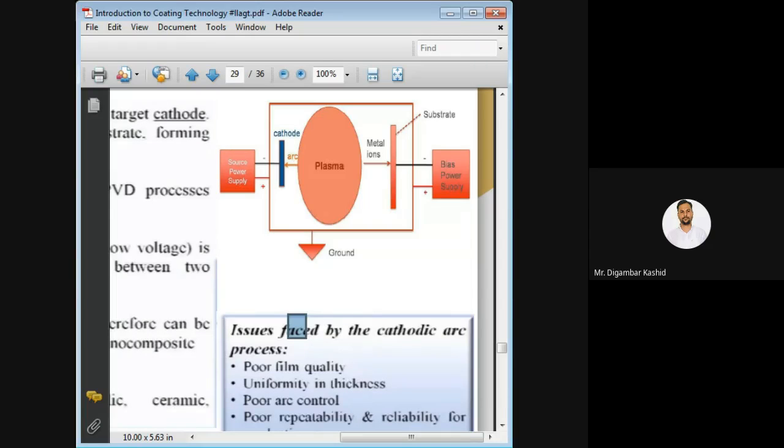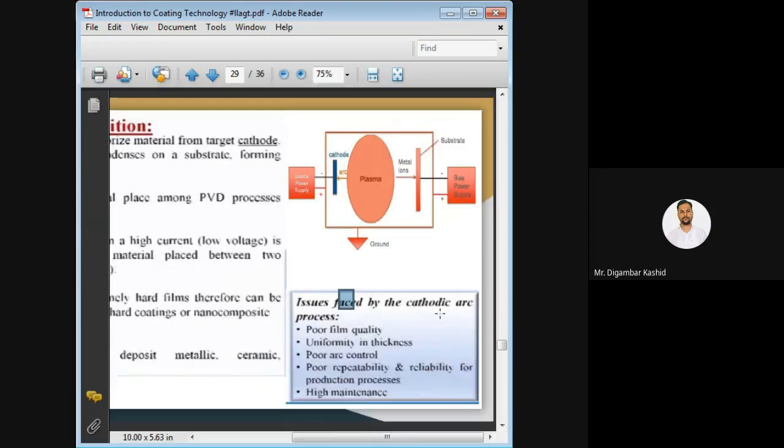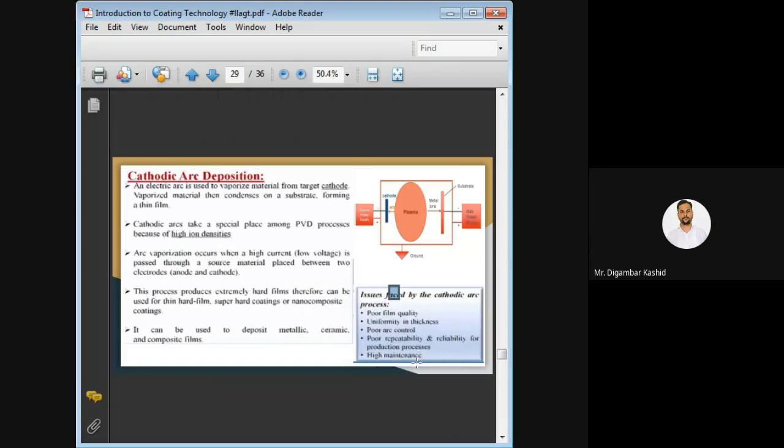Therefore it can be used for thin hard films, super hard coatings, or nanocomposite coatings. It can be used to deposit metallic, ceramic and composite films also. So this technique is more versatile than the others. We can use many materials here, including some hard materials also.